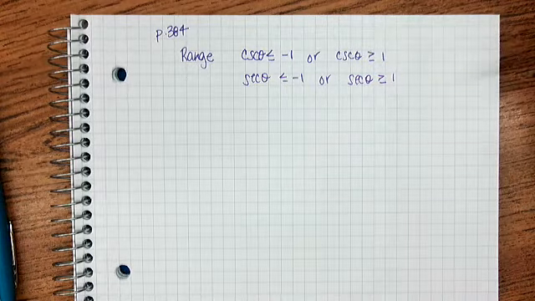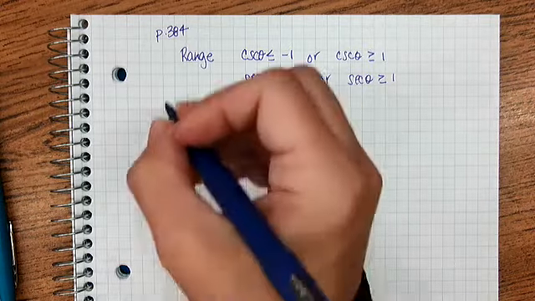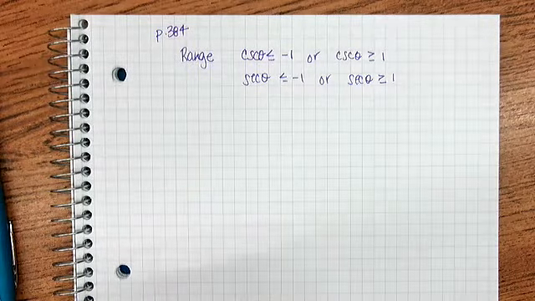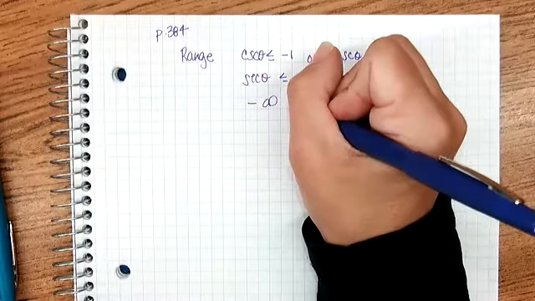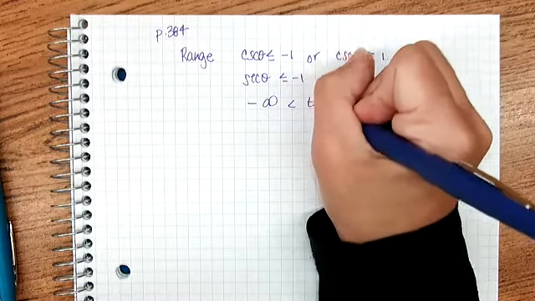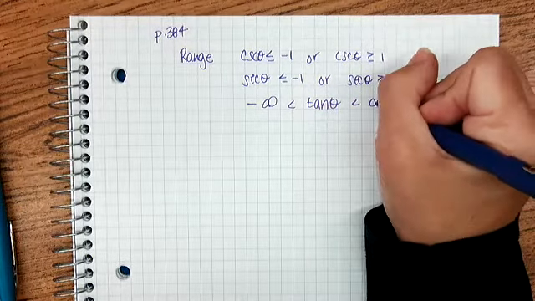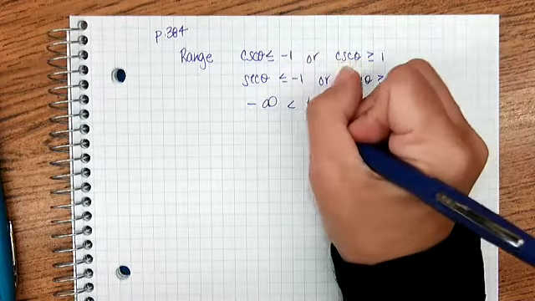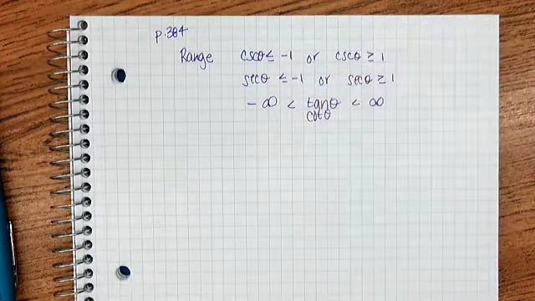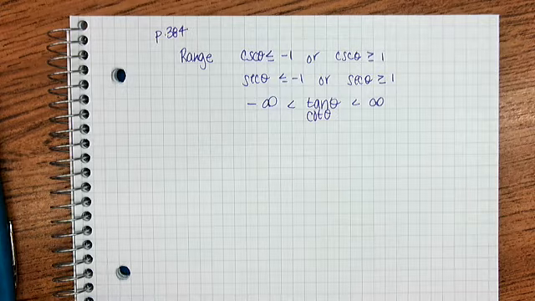Your book does an algebraic explanation. It's kind of confusing with a lot of absolute value in it, but you are certainly free to look it up. The range of tangent is -infinity to infinity, and the same thing is true for cotangent. Okay, so that is the domain and range of all the 6 functions.